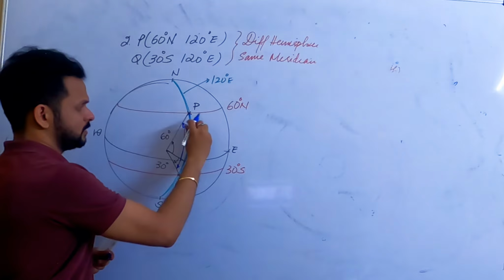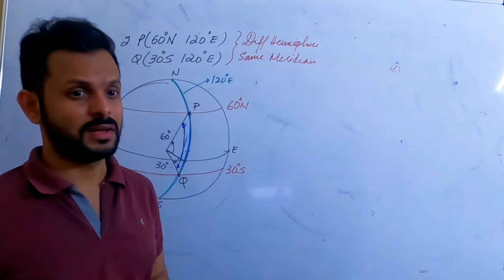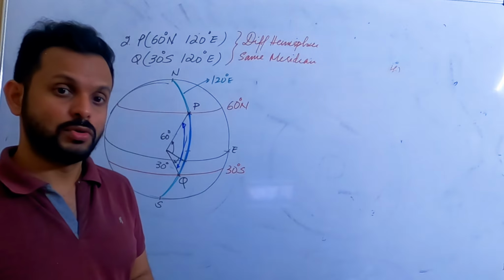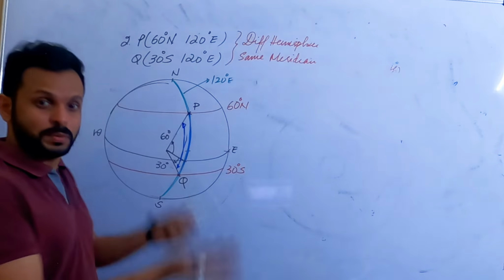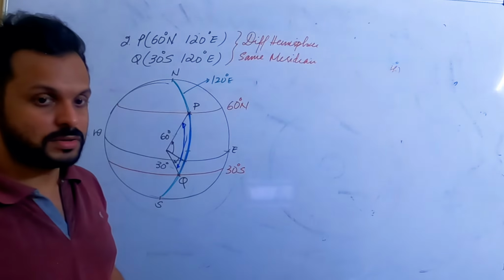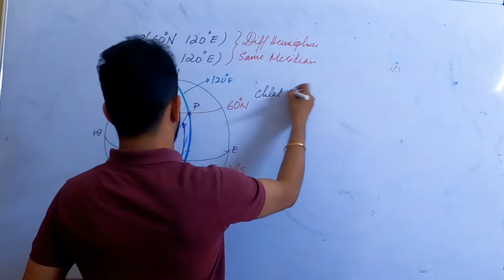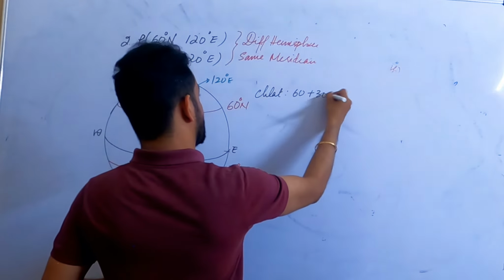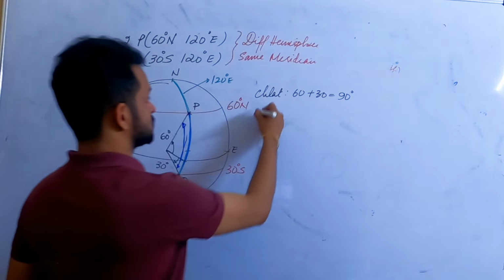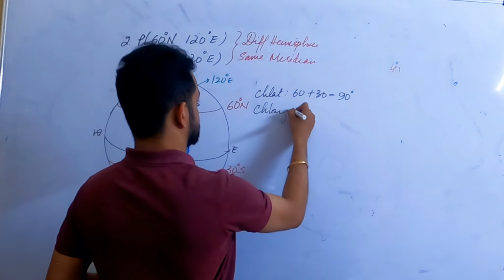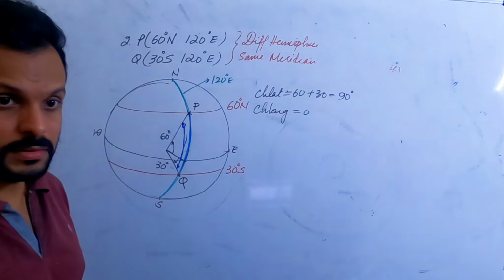So usually the students learn: same hemisphere subtract, different hemisphere add. I don't think that is really necessary. If you can understand where the points are, you will automatically know whether to subtract or add. So we need this distance, therefore the angle corresponding to that has to be the sum of the 2 latitudes, right? So what is that? That is the difference in latitude. The difference in latitude here is 60 plus 30, 60 degrees plus 30 degrees, which is 90 degrees. Right? Difference in longitude is 0 only, zero, on the same meridian, 120 degrees east. That's right, same meridian.